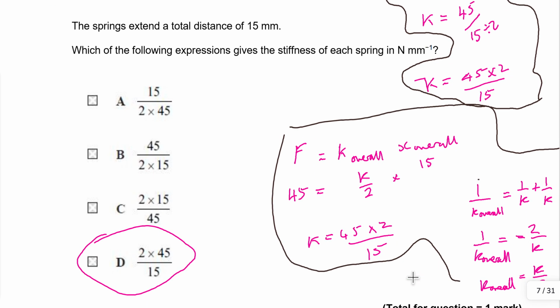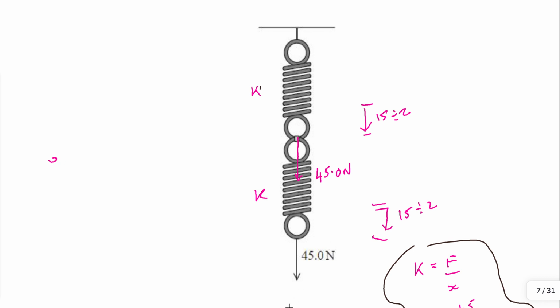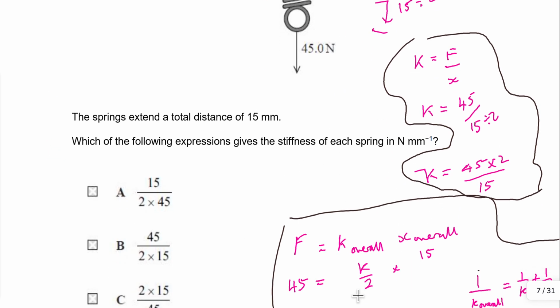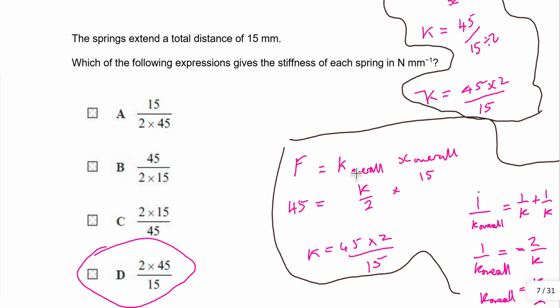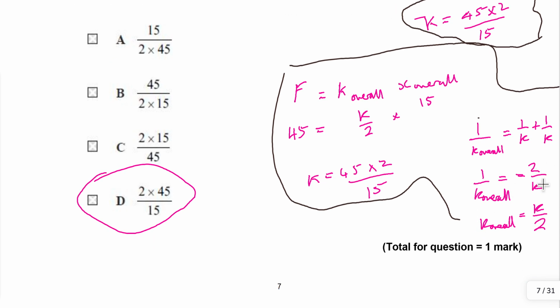The other way of answering this question is looking at the overall system. That means the overall force, which is 45, the overall spring constant, and the overall extension. Now, the overall spring constant, because they are in series, is similar to resistance in parallel. So series springs are similar to resistance in parallel: 1 over K overall equals 1 over K1 plus 1 over K2. They're both the same values, identical springs, so we get 1 over K overall is equal to 2 over K.